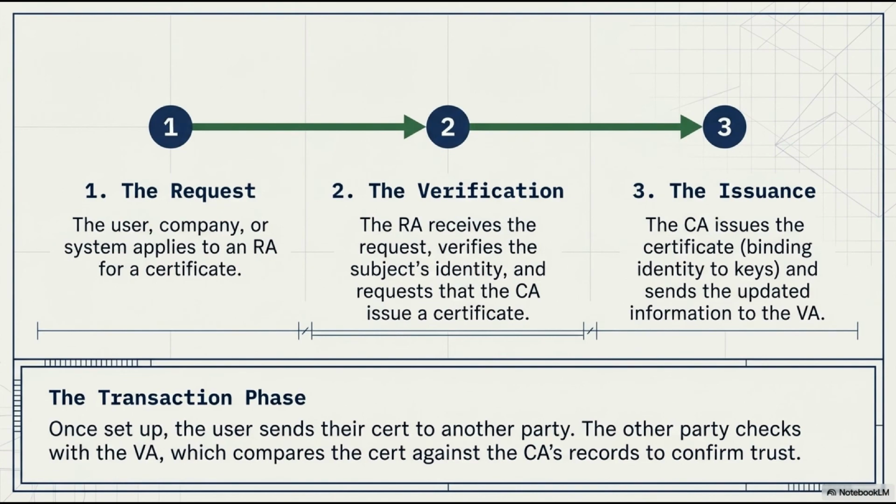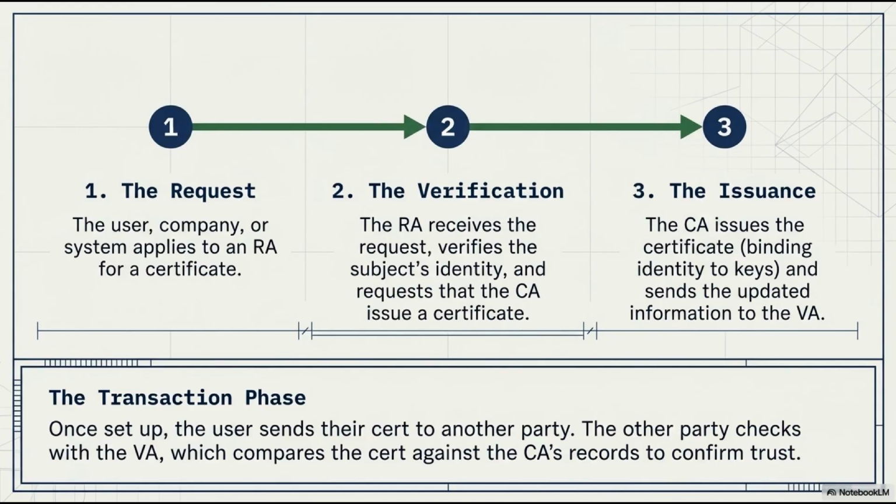The CA binds the identity to the keys, issues the certificate, and critically, sends the updated validity information over to the VA so the VA knows this new certificate legally exists. So what happens after all that setup? That is the transaction phase at the bottom of the slide.